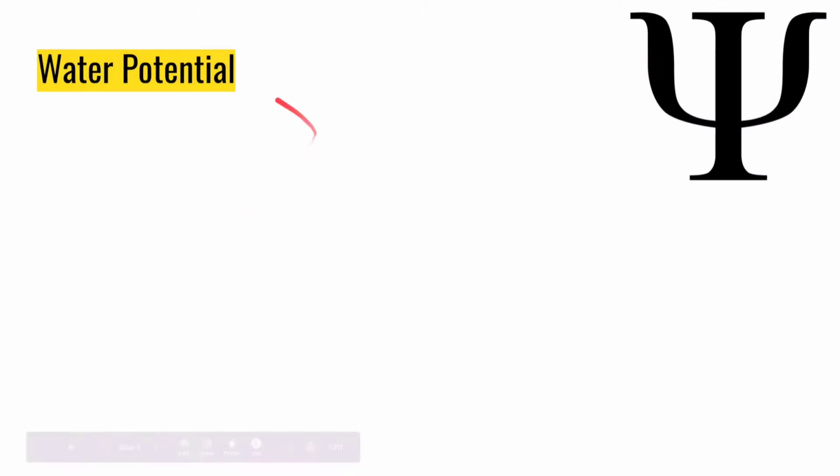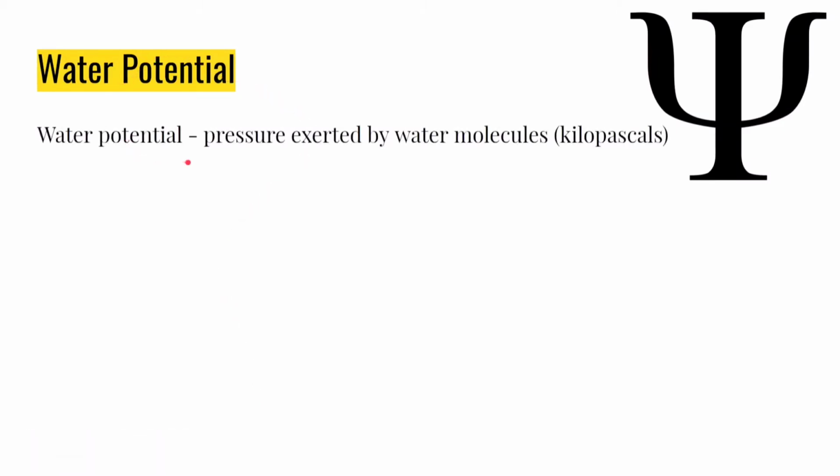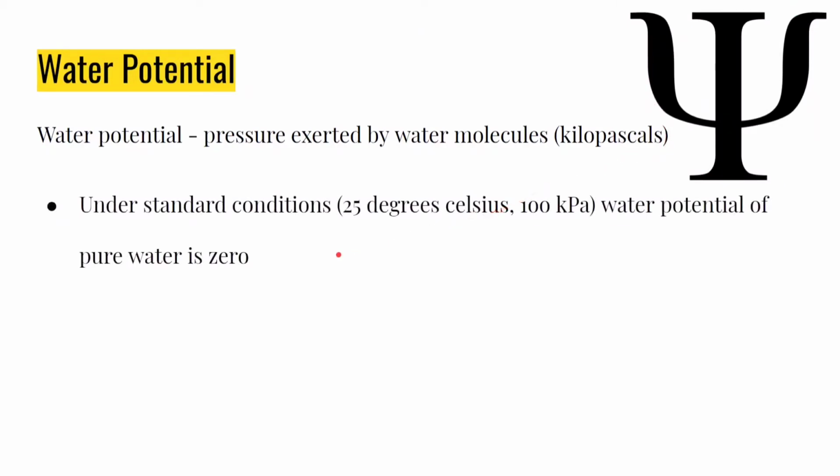So water potential. Water potential, as I said, is the pressure exerted by water molecules, and this is measured in kilopascals. And water potential is represented by this symbol here. So under standard conditions, which is 25 degrees Celsius and 100 kilopascals, the water potential of pure water is 0. So pure water under standard conditions has a water potential of 0.